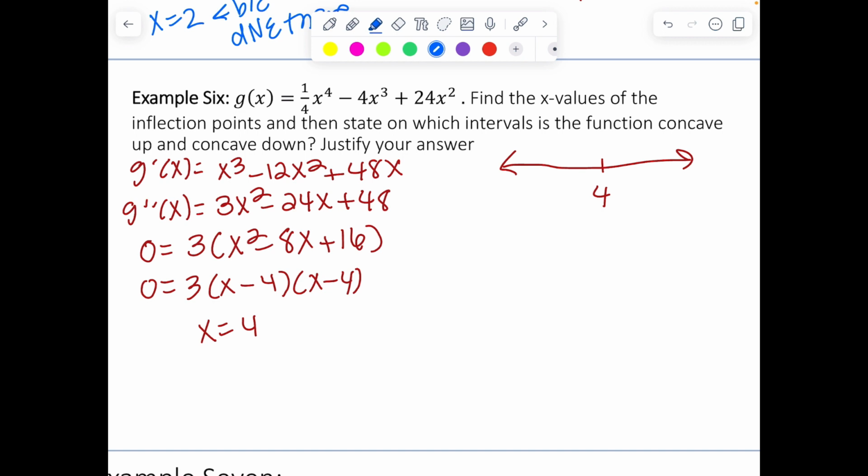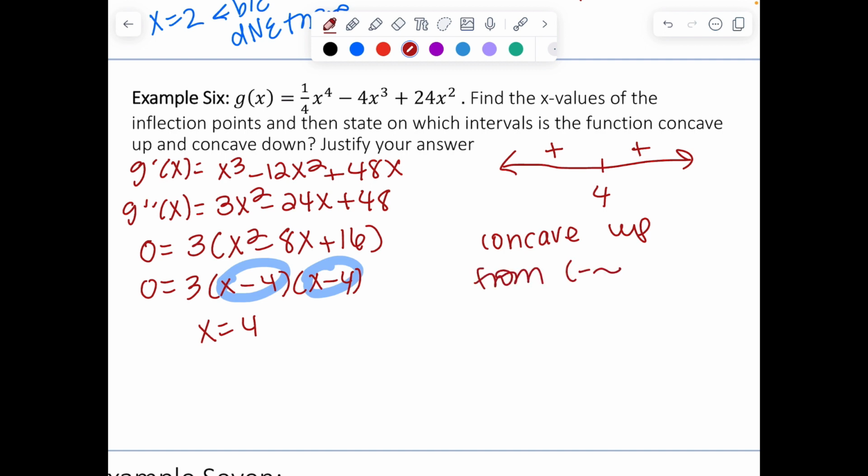So if I plug in a positive 5 here, I'll have a 1 and a 1 times a 3. And so that will give me a positive number. Then if I plug in, let's say 3 here, I would have a negative times a negative, which will make a positive. And this doesn't normally happen, but on the left side it's positive and on the right side it's positive. And so there's no inflection points because it never switches, but it's going to be concave up from negative infinity to infinity because f double prime of x is always positive.